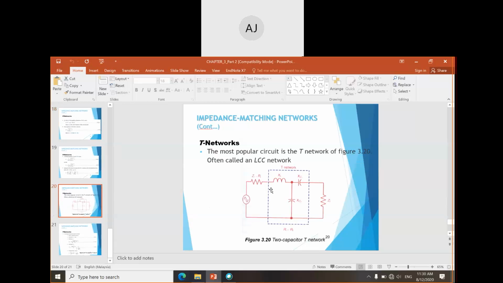The final impedance matching network is the T network. The T network uses two different capacitors with one inductor. This circuit will help the circuit have very stable power transfer during circuit operation. Okay, this is the T network structure.